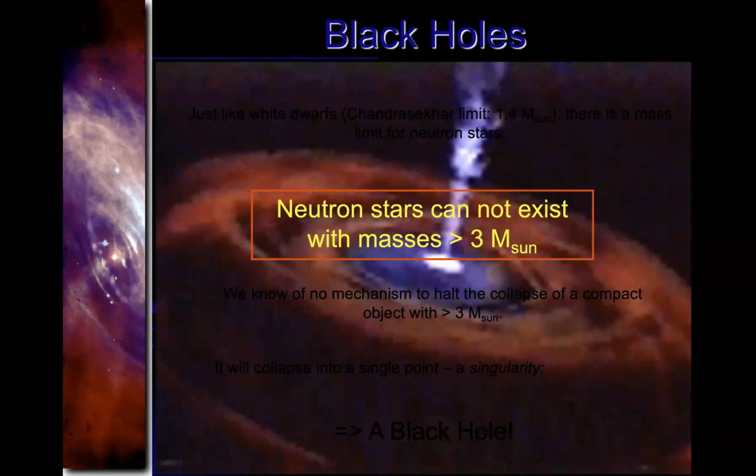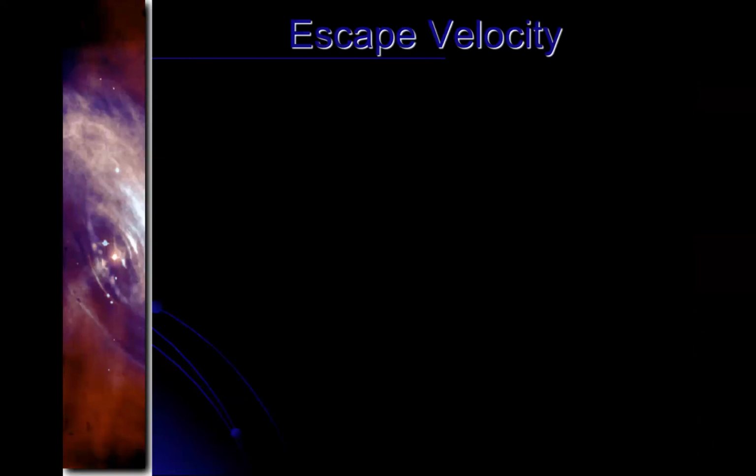However, after the supernova, if the mass of the remaining core is greater than 3 solar masses, then even the neutron degeneracy pressure is not able to stop the contraction of the star, and it keeps on contracting, getting stronger and stronger gravity, and therefore contracting more, and it contracts into a point with an infinitely large amount of gravity, and that is what is called a black hole.